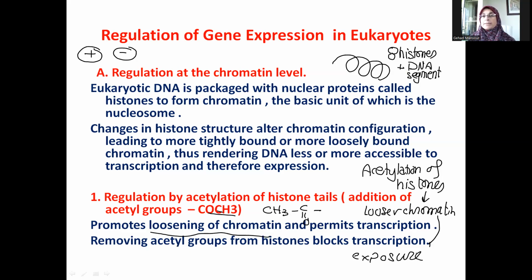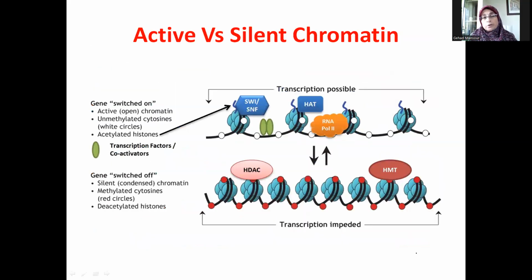But on the other hand, if you deacetylate, you remove the acetyl group, this will make the turns more tight and therefore will block the process of transcription. Here in the upper part of the diagram, we have the same gene switched on just because we have open chromatin. Open chromatin means extended chromatin, and open chromatin is active.